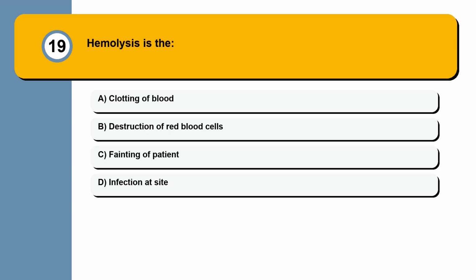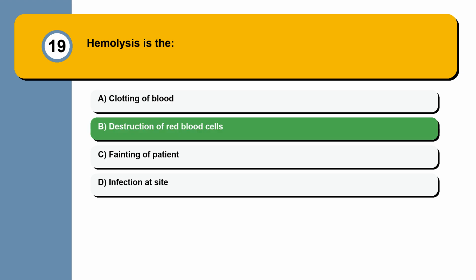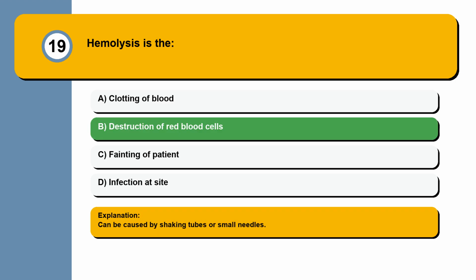Question 19. Hemolysis is the clotting of blood, destruction of red blood cells, fainting of patient, infection at site. Can be caused by shaking tubes or small needles.